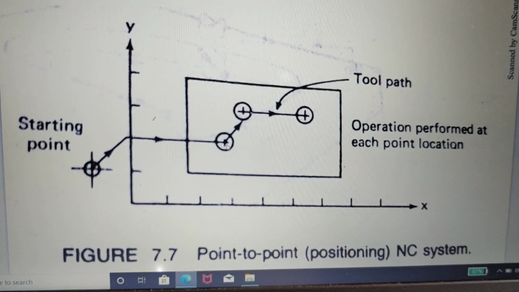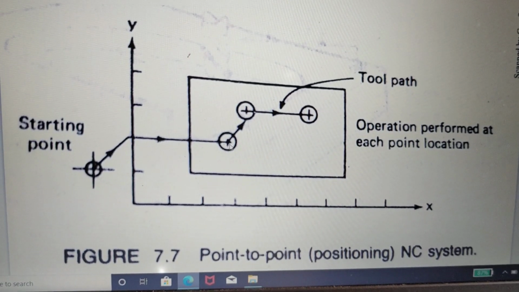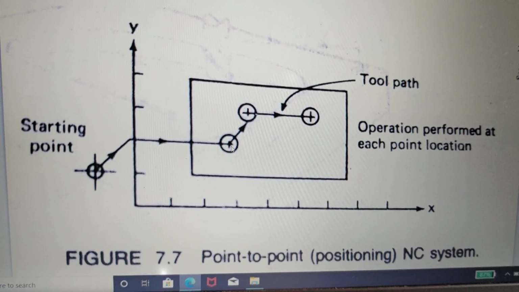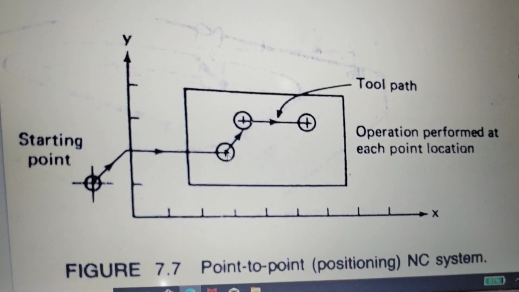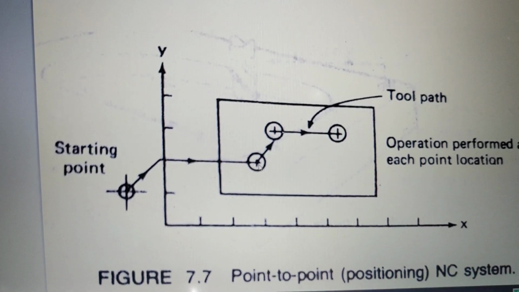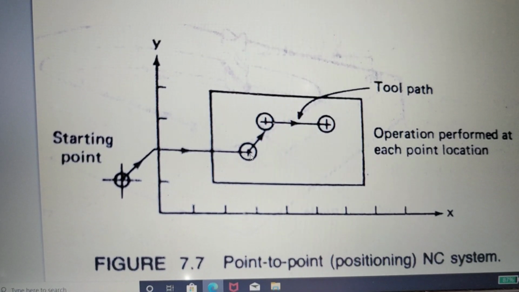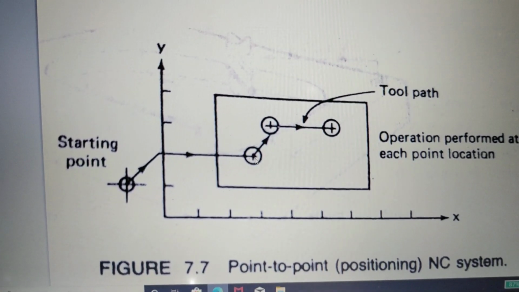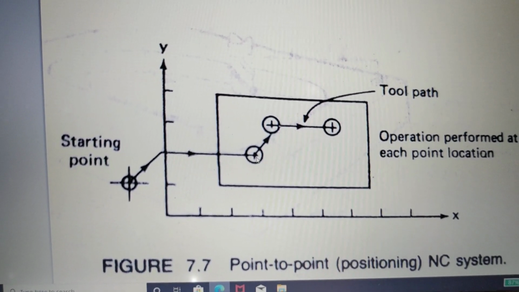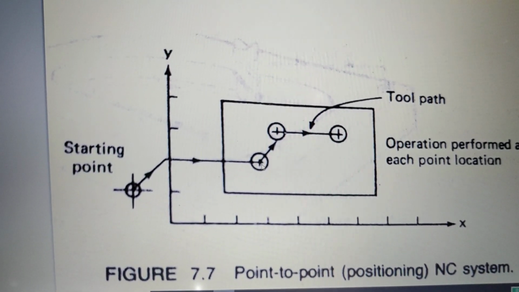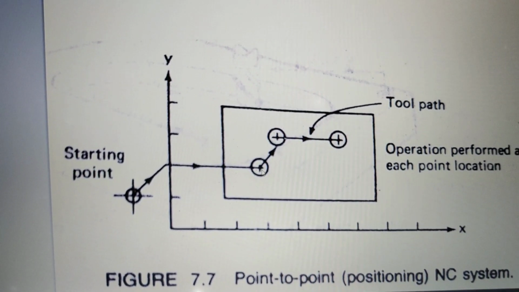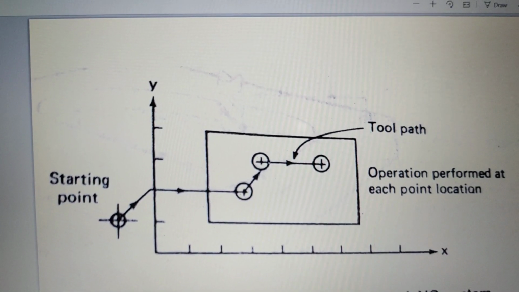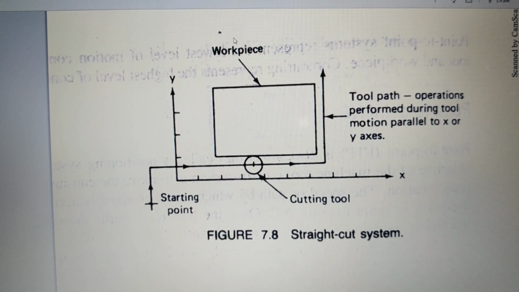The advantage of this control system is it is readily available at very less cost. Okay, the next control system after PTP is the straight cut NC, because in PTP you cannot do the machining of linear or rectangular configurations. So we will now study the straight cut NC.